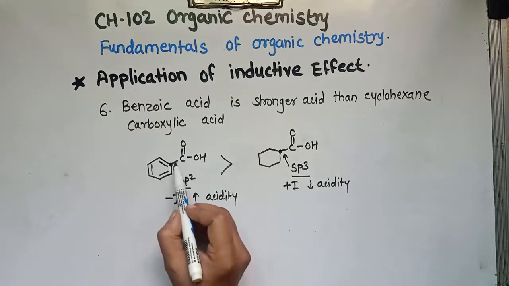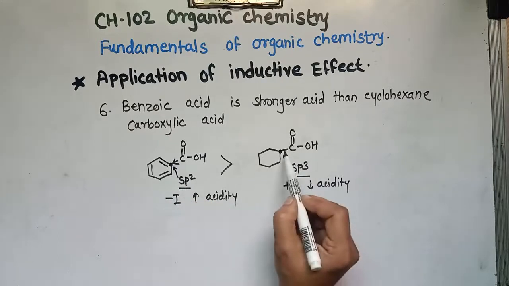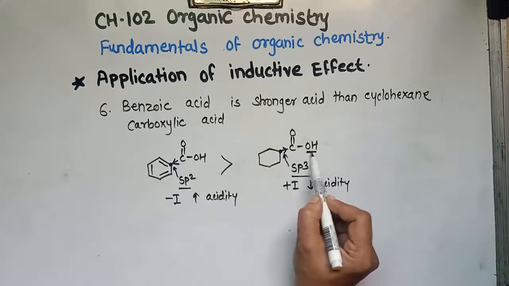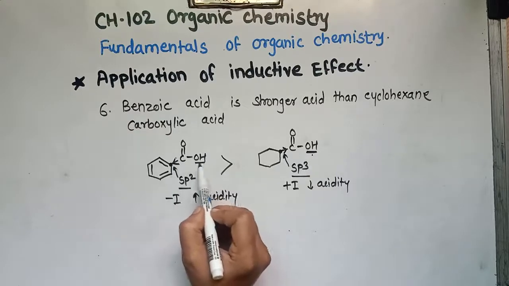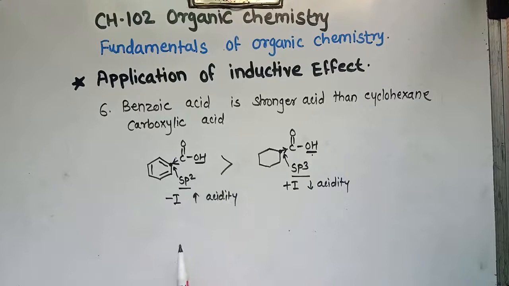Here also it removes the electron. That's why it shows the minus I effect. It donates the electron to this side. Due to the donation, the dissociation is not easy. While by removing this, the dissociation of the H plus ion is very easy. Hence, it is a stronger acid.